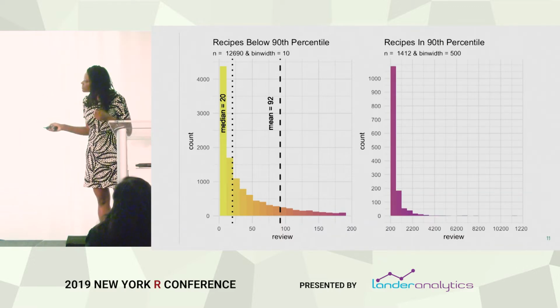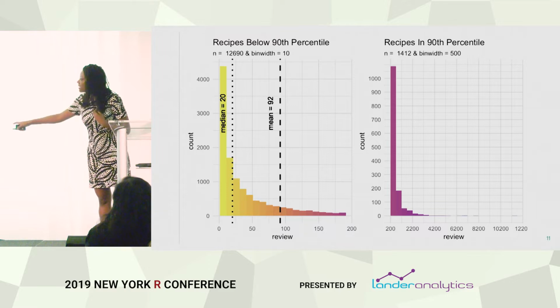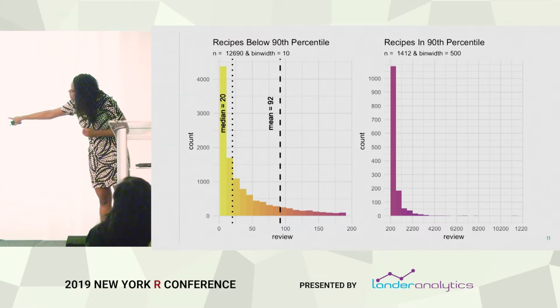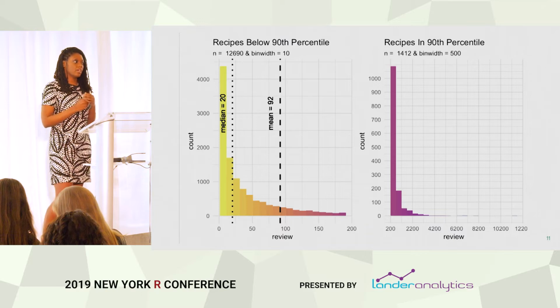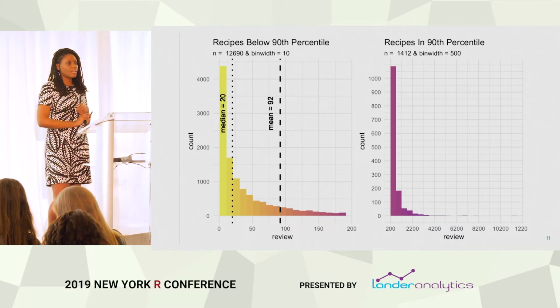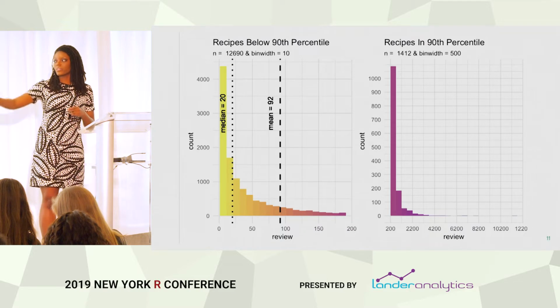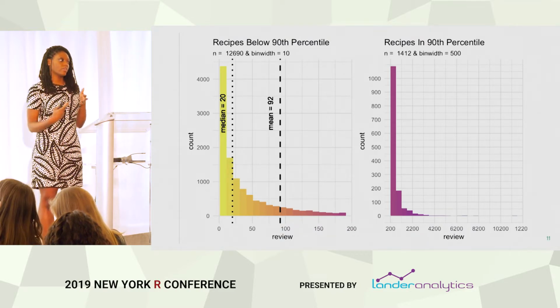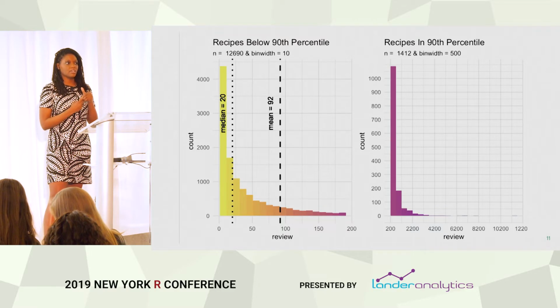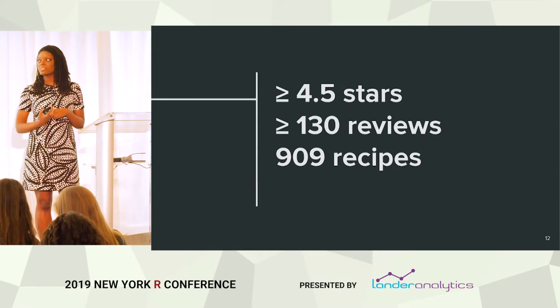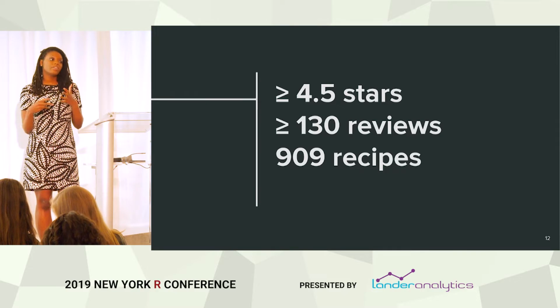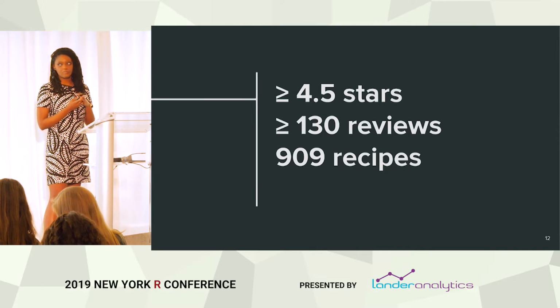For my second histogram, this is the top 10% of recipes. You'll see that it ranges from 200 to almost 1,200. The bandwidth is 500, so from 200 to 500, you'll see that around 200 to 500 recipes have received almost 1,100 reviews. After looking at this data, I decided to focus on the 130 region, because recipes that had received around 130 reviews represent roughly the top 15% of recipes on that site. So to recap, I wanted to look at recipes that had at least 4.5 stars and 130 reviews, which narrowed the analysis to around 909 recipes.